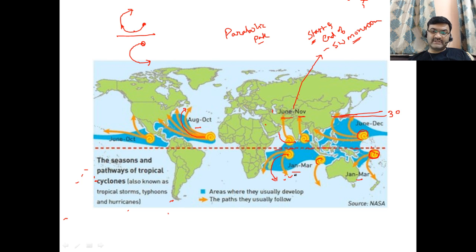January and March in the southern hemisphere means which season is it in the southern hemisphere?